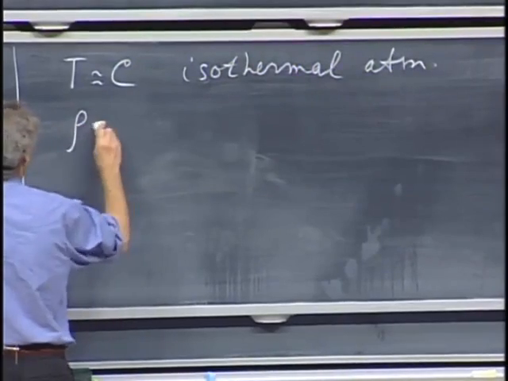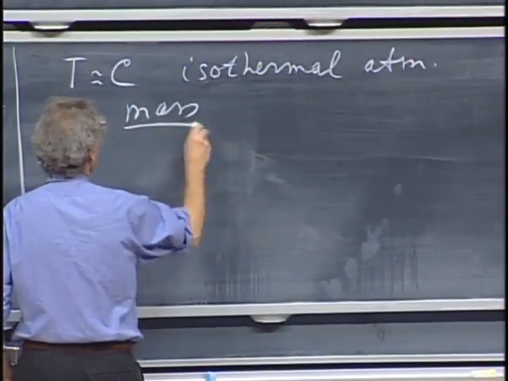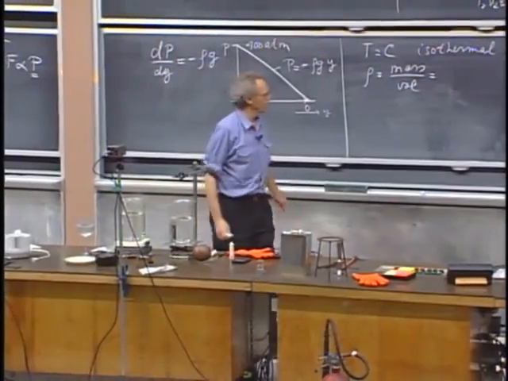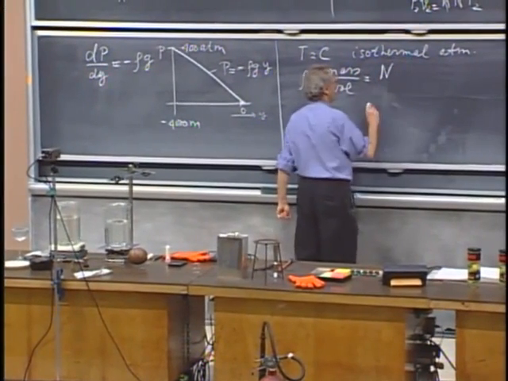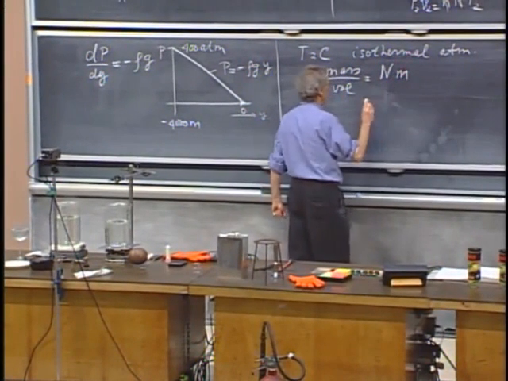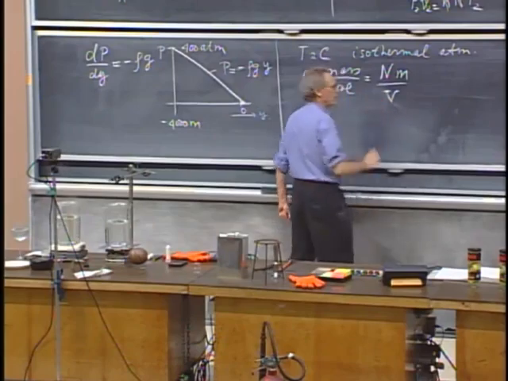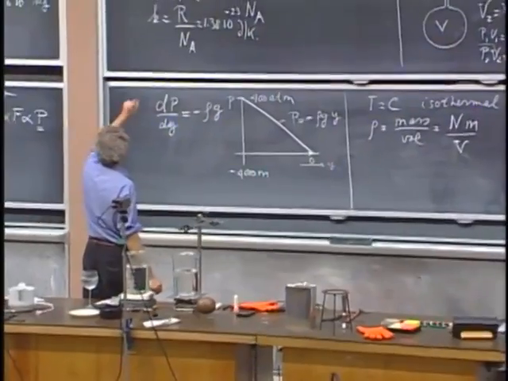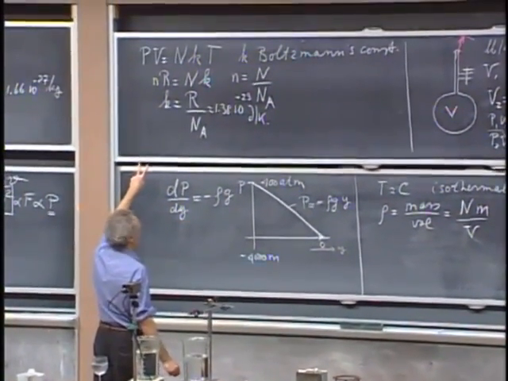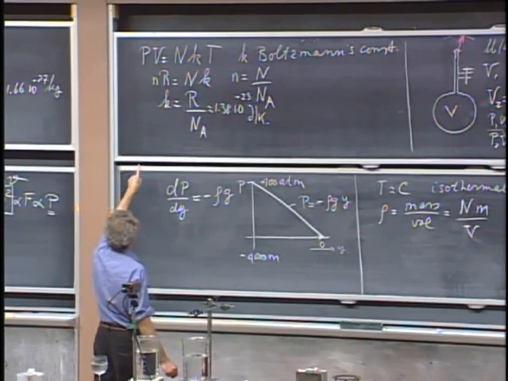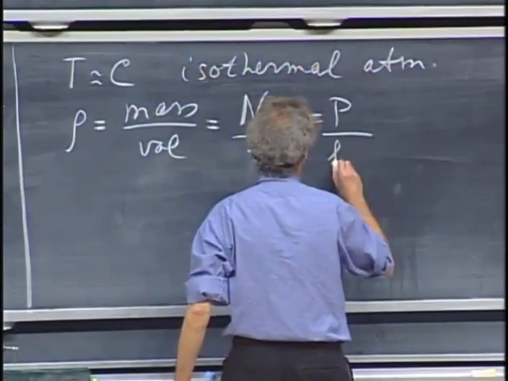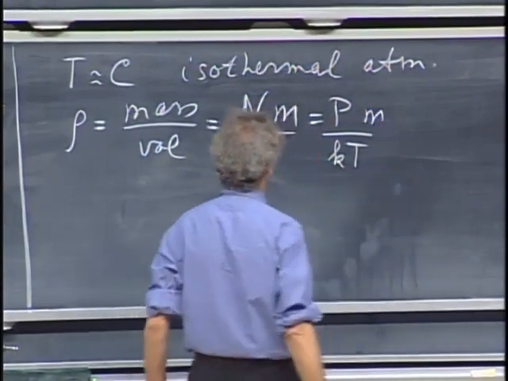What is the density of a gas? Well, it is the mass of the gas divided by its volume. I take a certain volume, and I have N molecules in there, and each molecule has mass m, and this is the volume. So this is the density. But now I go to my gas law there, and I say, aha, capital N, which is the number of molecules divided by the volume, is also P divided by kT. So this is P divided by kT times m.